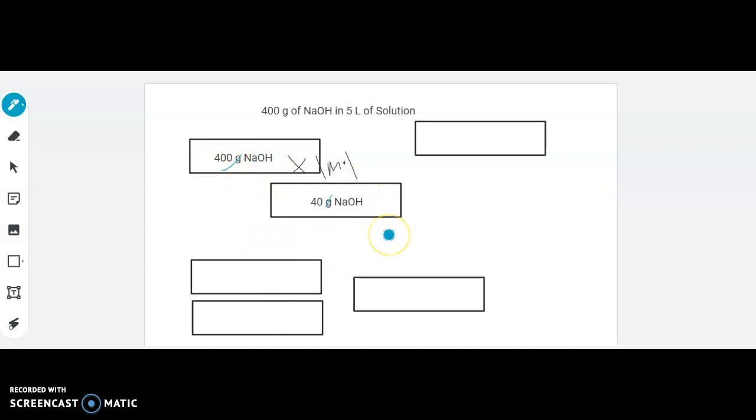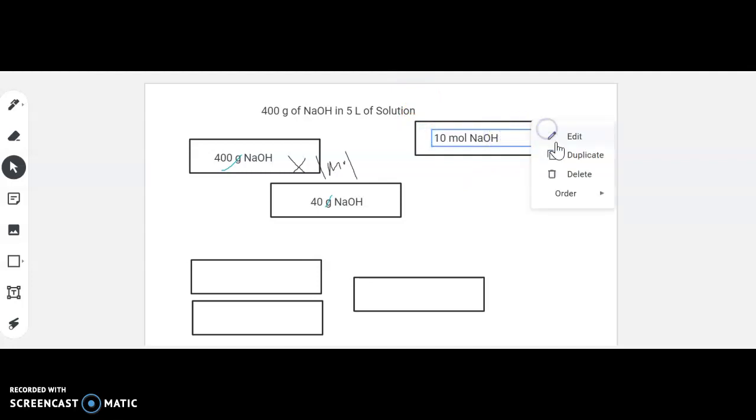So what you do is 400 times 1, which is 400. Divide that by the 40 grams on the bottom. That's going to give us 10 moles of sodium hydroxide.